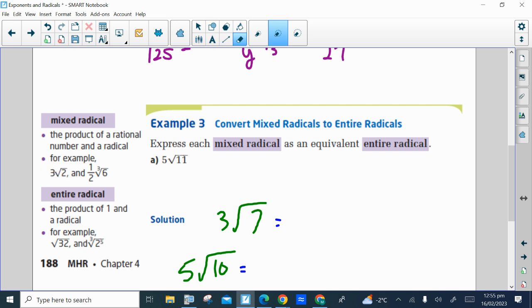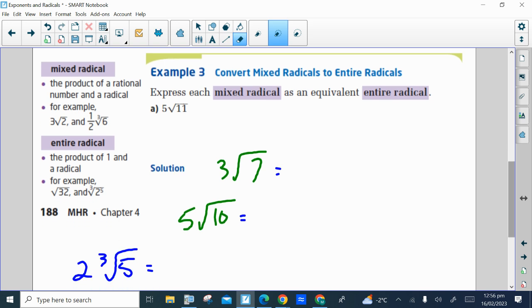So this is a mixture of a rational number in front of an irrational. Same thing with 1/2 times the cube root of 6. 1/2 is a rational number. Cube root of 6 would be an irrational. If you take the cube root of 6, you will get a non-repeating, non-terminating decimal.